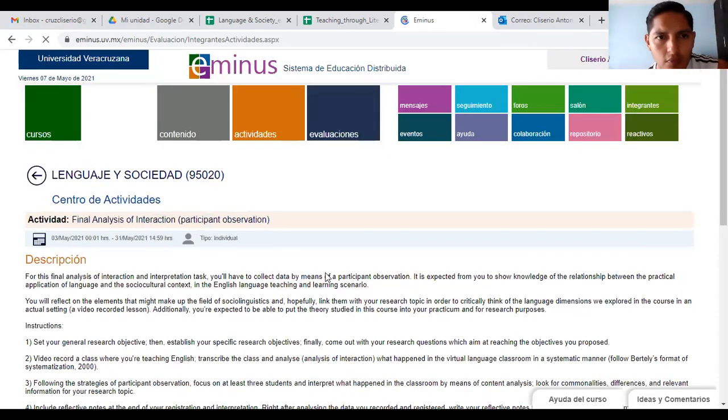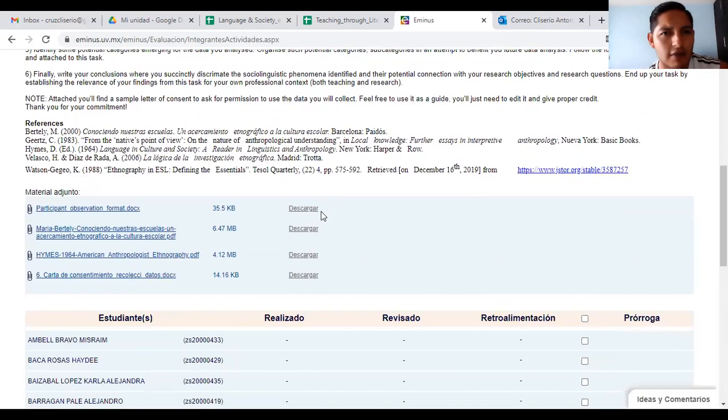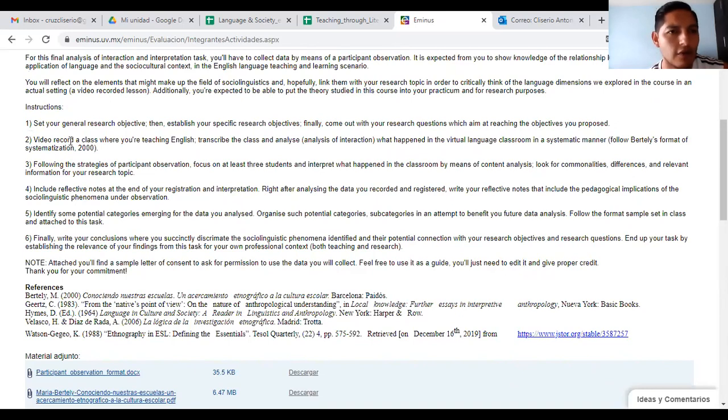What you have here is the rationale of the analysis of this interaction and conversation, and the instructions that you need to follow. Read them carefully, take your time. Okay, I'm gonna be recording some videos for Bertelli's format. I'm gonna tell you one way to do it. I'm gonna give you examples of reflective notes and specifically how to link your topic with a potential topic of the course.